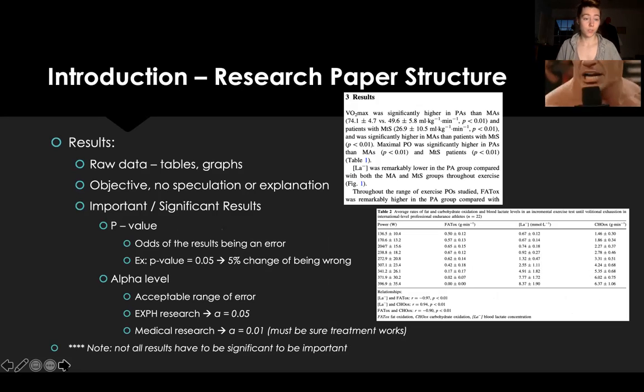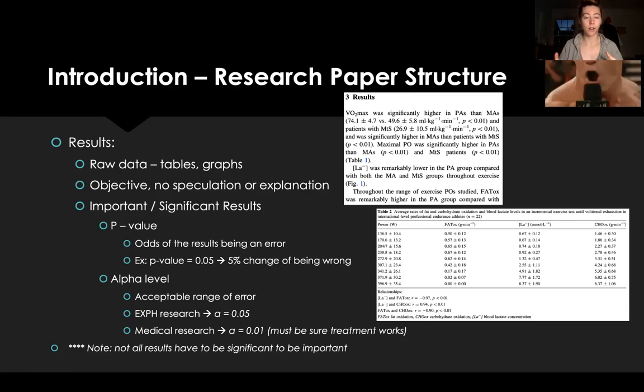After this is the results. So they talk about the raw data. They don't discuss what the data means at this point of the article, but they talk about what they found and whether or not the results are significant or important. So they do that using p-values and alpha levels. So p-values are basically the odds of the results being an error.